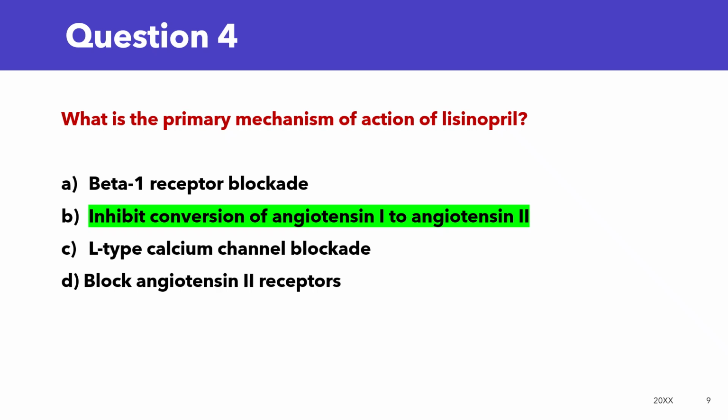And as we said earlier, the correct answer is B. So lisinopril is an ACE inhibitor. It inhibits the conversion of angiotensin 1 to angiotensin 2.